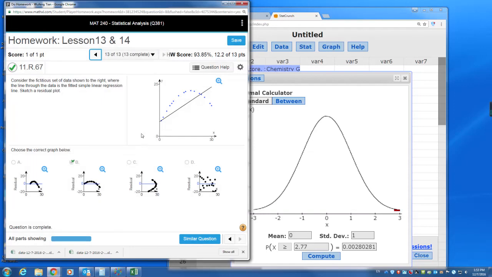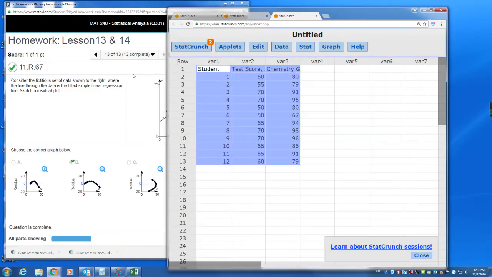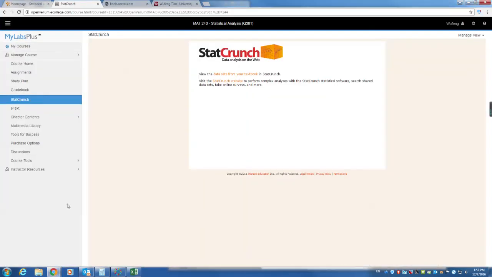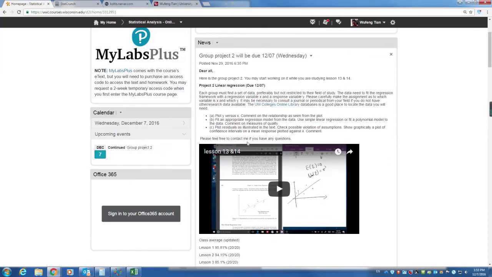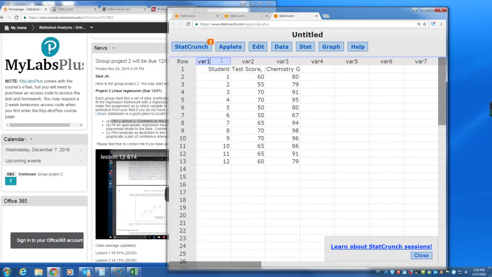The next one is pretty simple: consider fitting the regression line and the residual plot, and this one is nothing very difficult. Okay, so on the project, there's one thing you need to do. I would like to introduce how to use StatCrunch to do it. Problem A of the project is pretty simple: plot it.